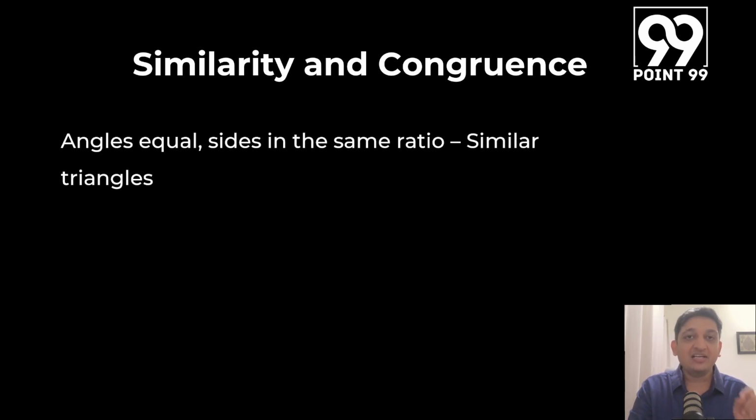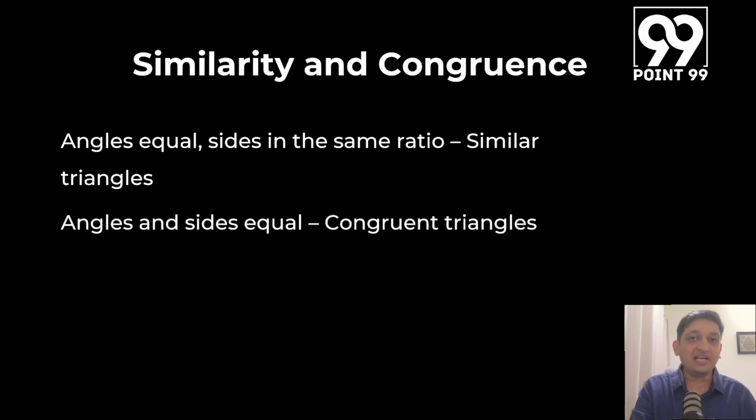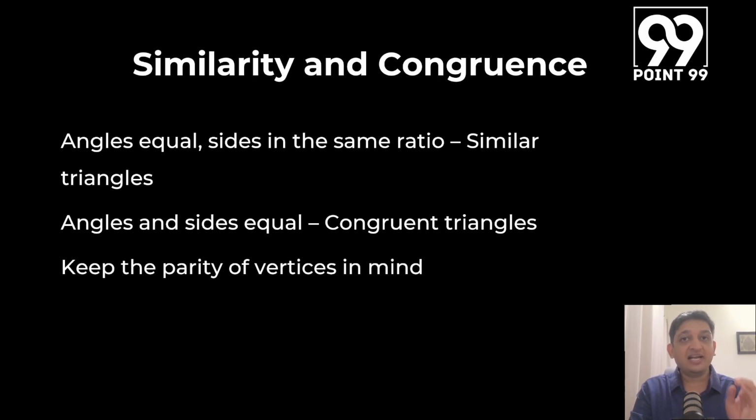So take a look at a triangle or a couple of triangles that have their angles equal and sides in the same ratio. They need not be exactly equal, but they should be in the same ratio in terms of their vertices. Then we call these two triangles similar triangles. Similarly, if all the angles and the sides of two triangles are exactly the same, then we call them congruent triangles. You have to remember that there has to be parity of vertices.